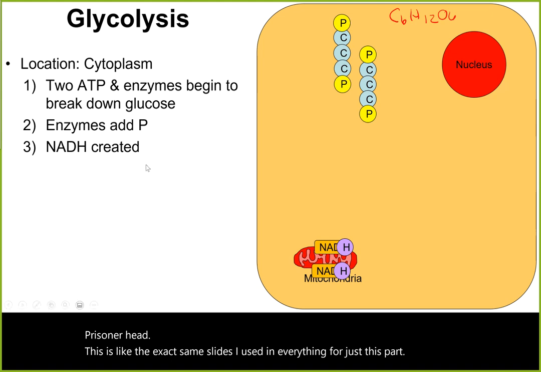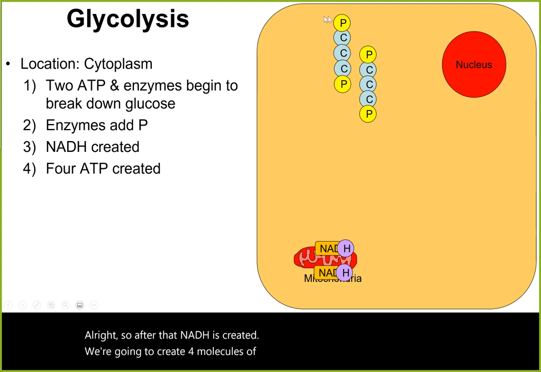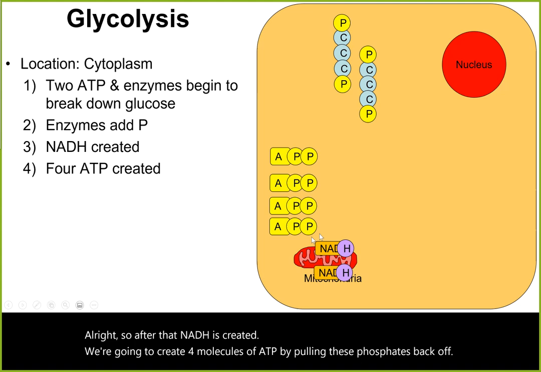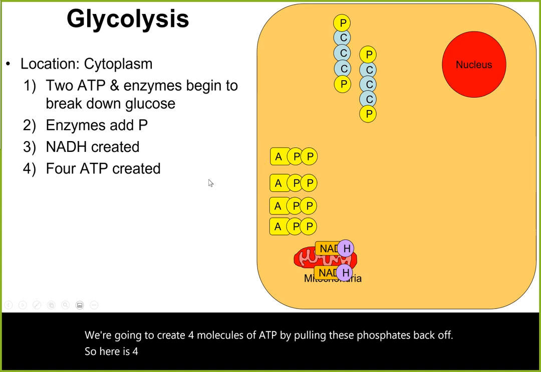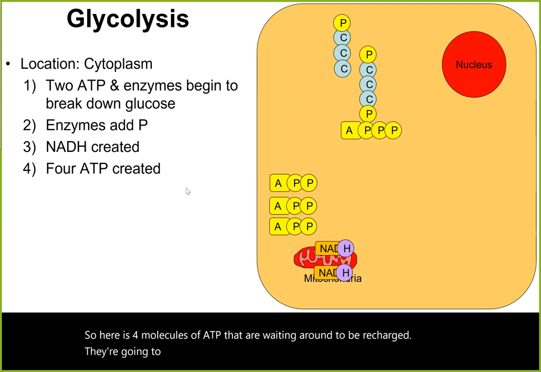All right, so after that NADH is created, we're going to create 4 molecules of ATP by pulling these phosphates back off. So here's 4 molecules of ADP that are waiting around to be recharged. They're going to pull those back off.